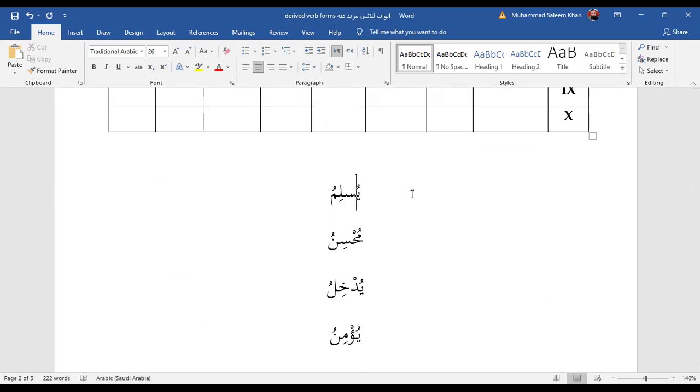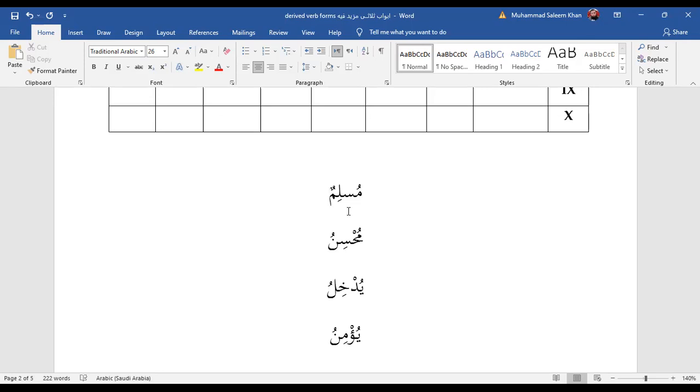So now if we look at yuslimu, and if we want to make ismul fa'il, the doer, what we have to do, first we remove the sign of mudari, then we put mim with dhamma, and then in the end we change it to tanween, because we know that a noun carries a tanween. It becomes muslimun. So what's the meaning of the Muslim? The one who surrenders, submits his will to the will of Allah subhanahu wa ta'ala and to the will of Sharia.